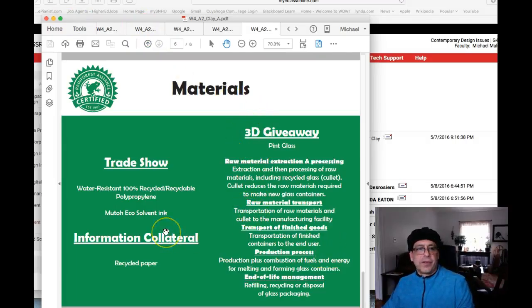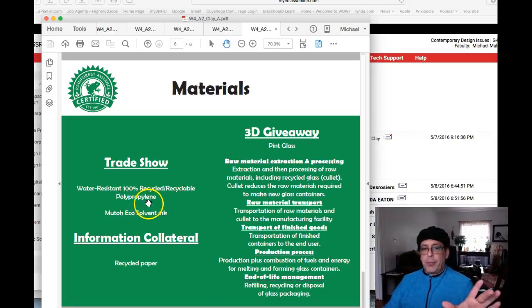So here's your materials list. Finally here on page 6 out of 6, you're saying you're using recyclable materials. But instead of saying water resistant, 100% recyclable polypropylene, is there such a thing? I don't think so. Polypropylene is a polymer. It's a carbon, a petroleum product, very, very toxic to produce, to incinerate, etc. You might want to reconsider that recyclable polypropylene.